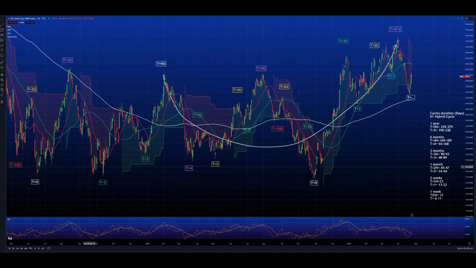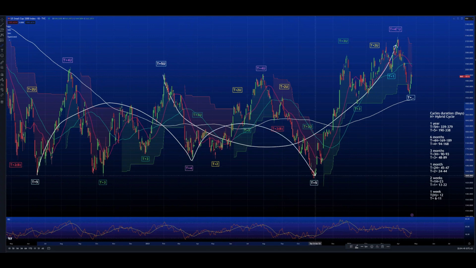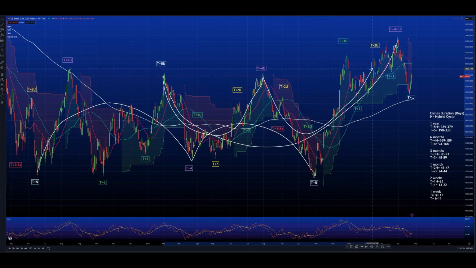Of course, you can find the segmentation of the downward cycle. So in this case, a T plus 5 has been made of the first T plus 4 and the second T plus 4. So two 6-month cycles that had generated a T plus 5. And here it has been the same. So first T plus 4 upward cycle and the second T plus 4 upward cycle.